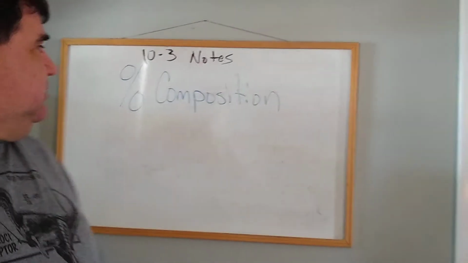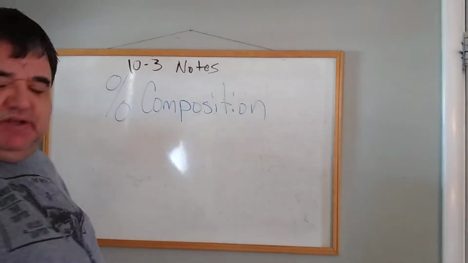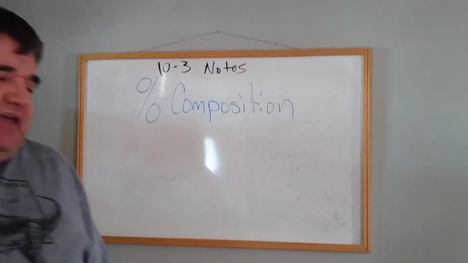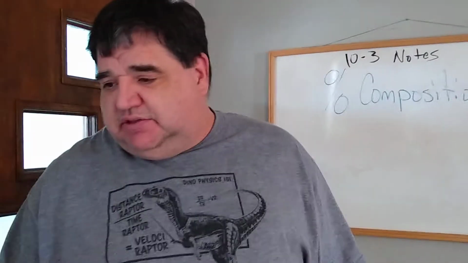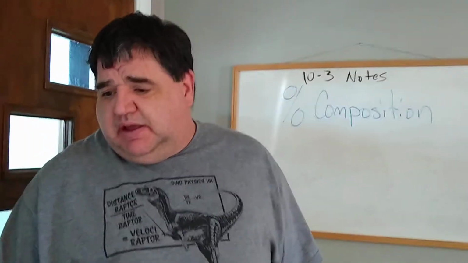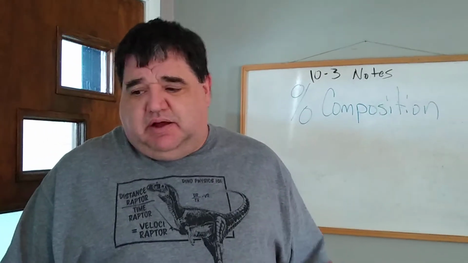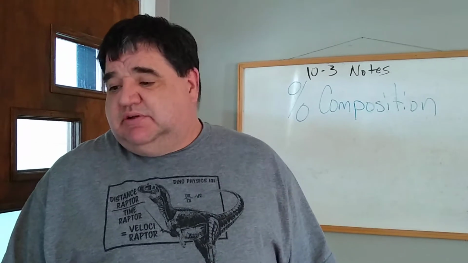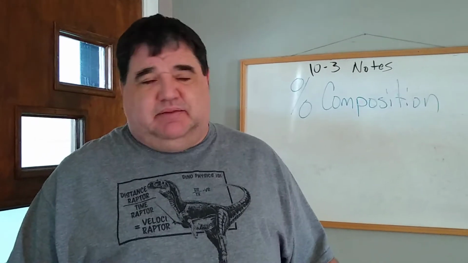All right, so this is going to be the last part of our notes for chapter 10. The last section is going over composition and being able to calculate your empirical and molecular formulas. Again, I sent those notes out to you, and I'm just going to highlight some things on there. Atomic weight, formula weight, percentages, things that we've all dealt with before. We're just going to apply them to doing formulas.